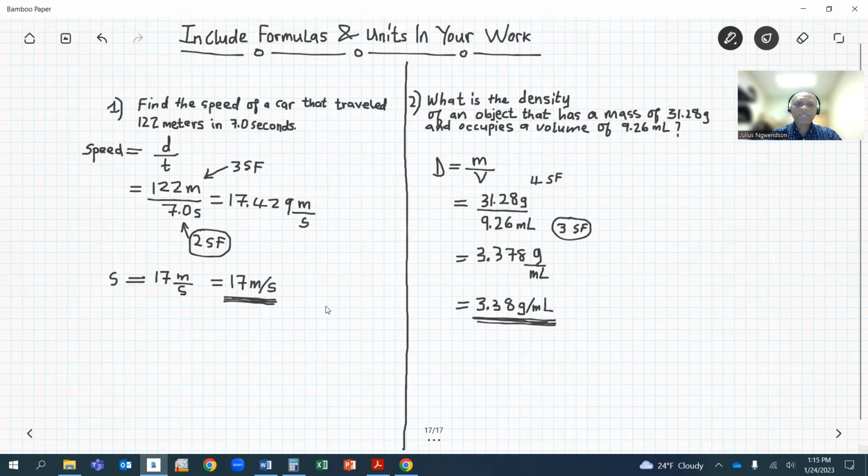So again, like in the first example, number 1, I showed my work. Number 2, I included the formula. Number 3, I included the units. Number 4, I applied the significant figures rule. So guys, this is how you show your work. Make sure you always do this. Every time you are showing your work, you are going to be required to follow all of these steps.